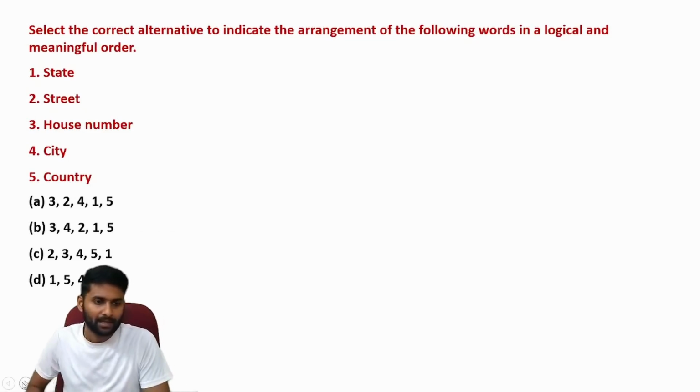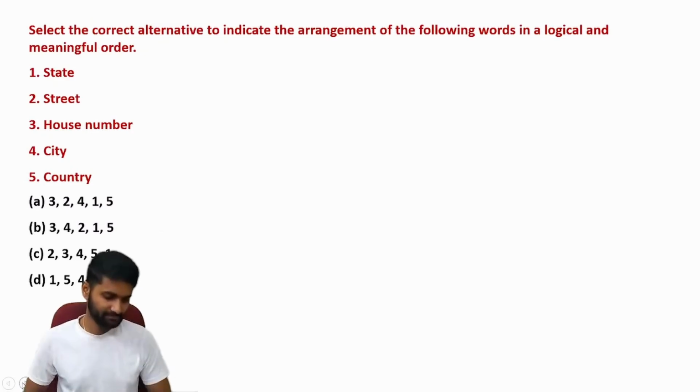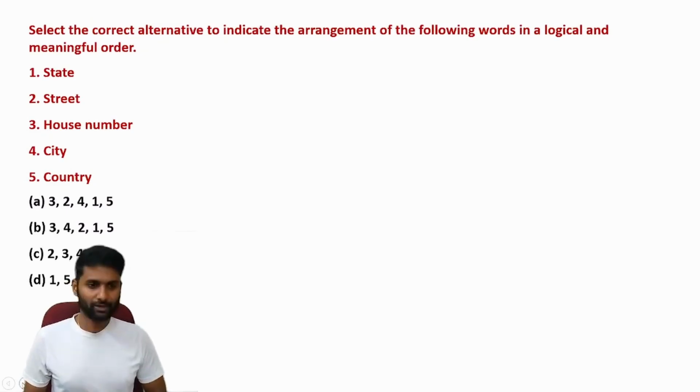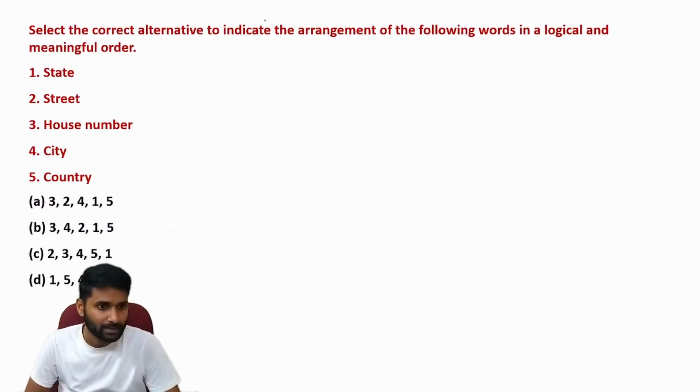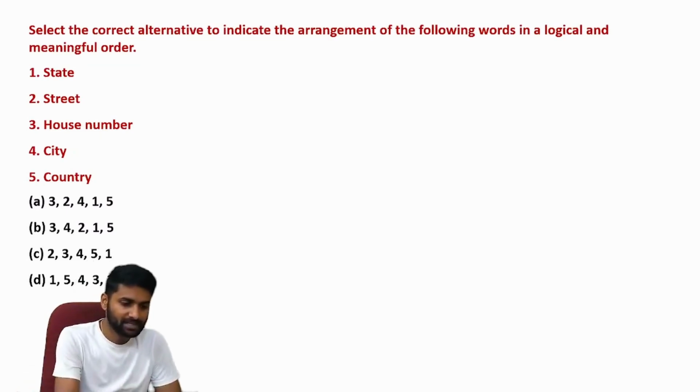Very good. Let's arrange this information in a logical and meaningful order. Yes, very good, Mohit, Ayub, Bhavani, Razi. Try to answer this question. You have to arrange these words logically and meaningfully. The words given are: state, street, house number, city, and country.